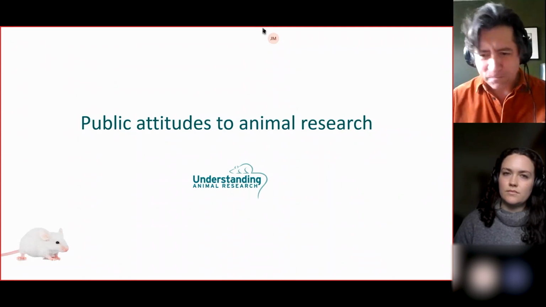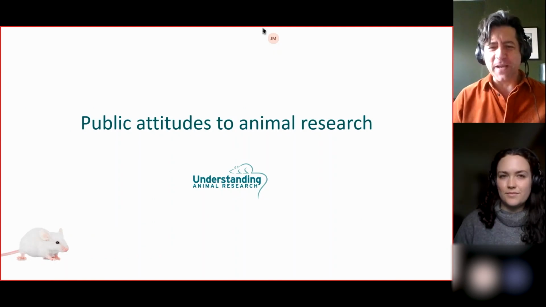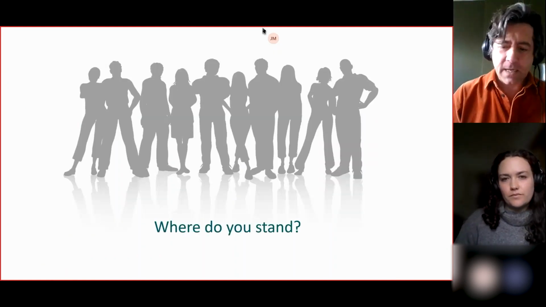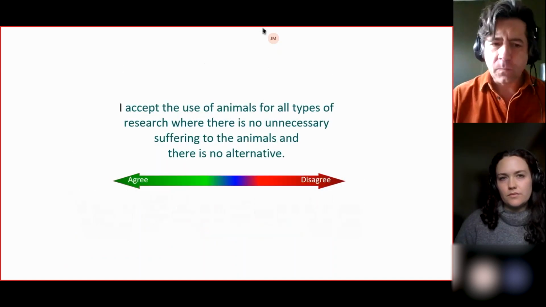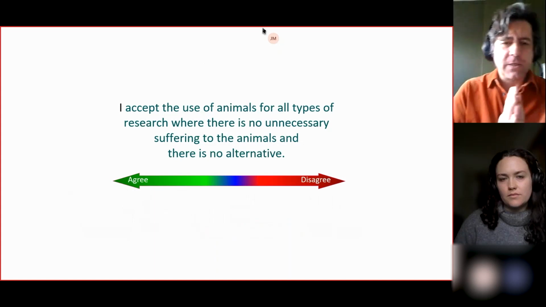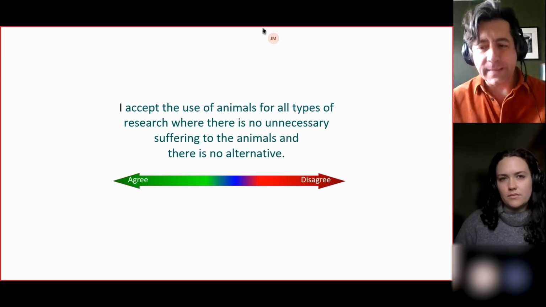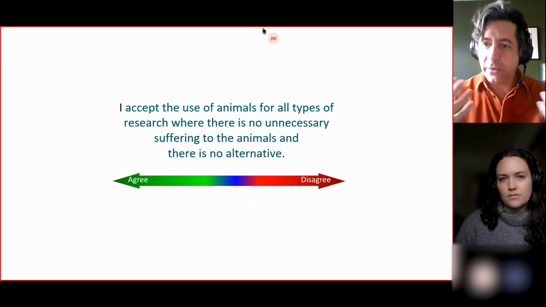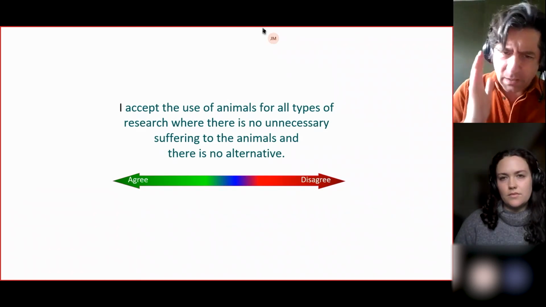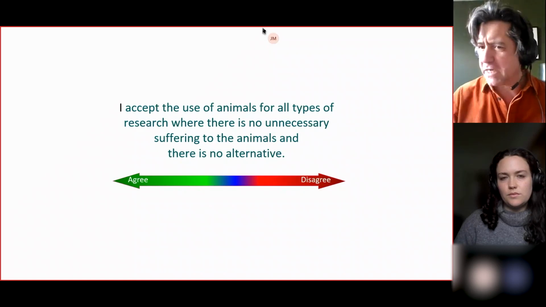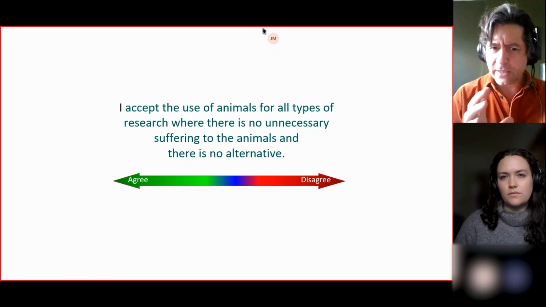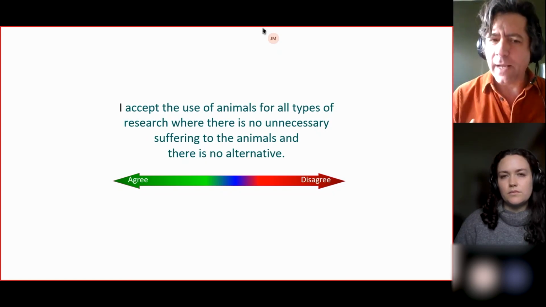Now, you can play along at home. I don't expect you actually to jump in, but just think how you would respond to these statements. Here's the first one. I accept the use of animals for all types of research where there's no unnecessary suffering to the animals and there's no alternative. It's a little bit baggy, it's a little bit long, but you get the idea. Now, just think to yourself for a moment, if you had to say strongly agree, strongly disagree, somewhere in between, mildly agree, mildly disagree, just think about where you might be and why.